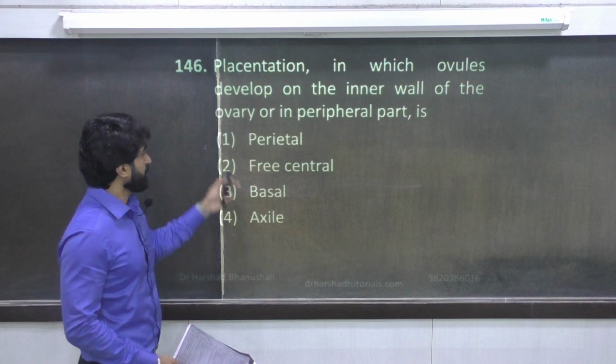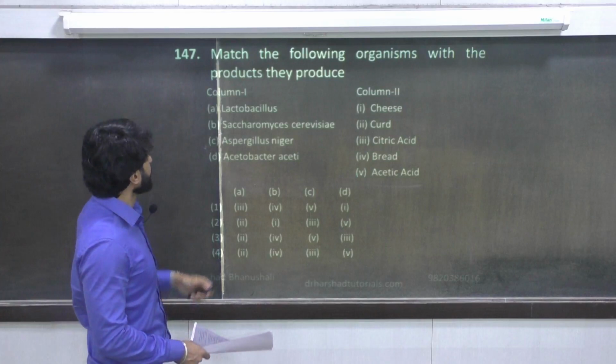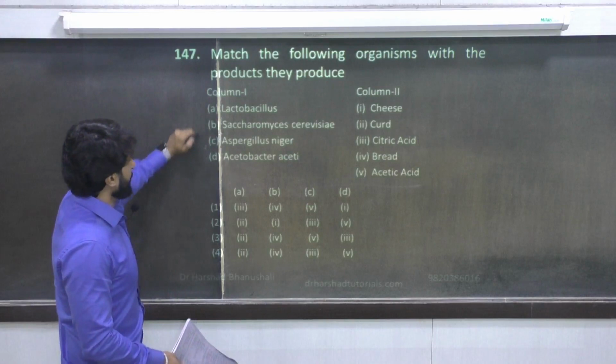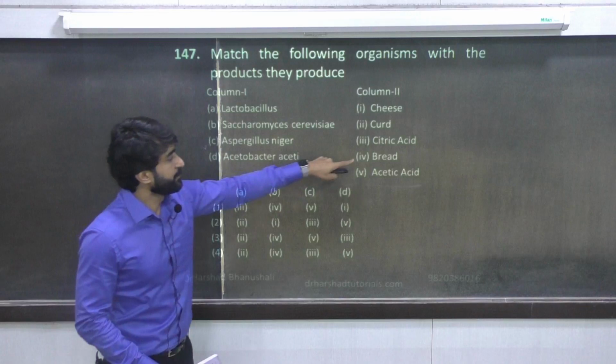Okay, we've got to match the columns. As I told you, there are a lot of match-the-columns in this paper. It slows you down when you're solving. Question number 147 is from the microbes chapter. You have to match. Lactobacillus is responsible for giving you curd, so you have A, 2. Saccharomyces gives you bread, so you have B, 4.